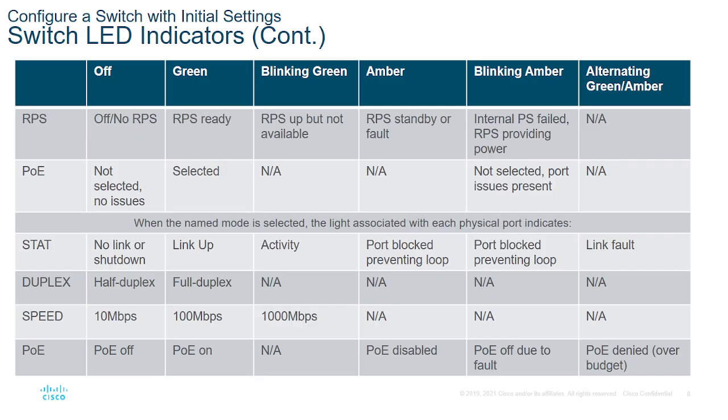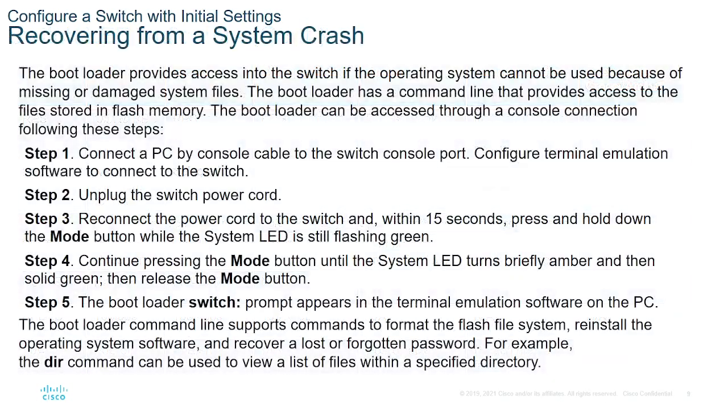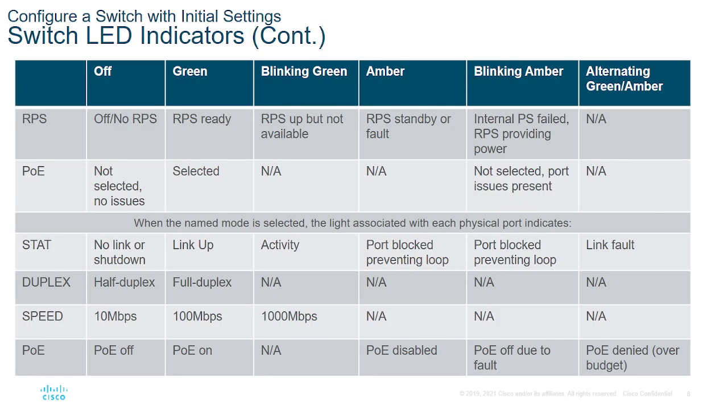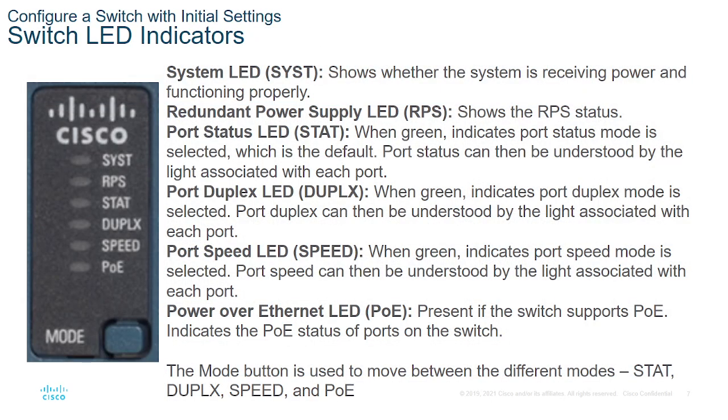Now, how do we know this? As I explained earlier, I can go back a bit. A switch port has LEDs. These are the LEDs that we see over here: the SYST, RPS, stat, duplex, and speed. Now, if you want to understand the duplex settings of each of those 24 ports on your switch, you simply press the mode button until you go to duplex. You select duplex, and then you look at all the 24 ports of the switch.